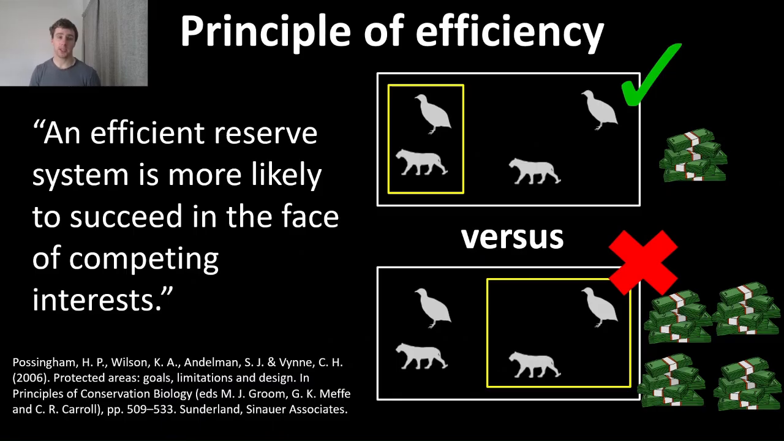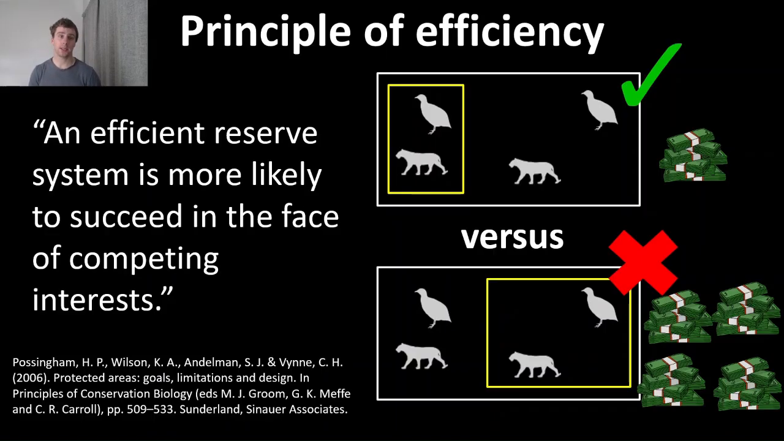The principle of efficiency is the idea that all else being equal, it would be preferable if a reserve system or conservation plan was cheaper and was not too expensive. The reason for this is, one, if this conservation plan is happening in an area where there are many different stakeholders, and some of these stakeholders have values that relate to alternate land uses like agriculture or urban planning, if the conservation plan overlaps too much and competes too much with those stakeholders' interests, it's less likely that this conservation plan would be successfully implemented and everyone would be happy with it.